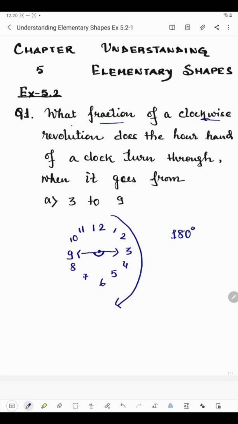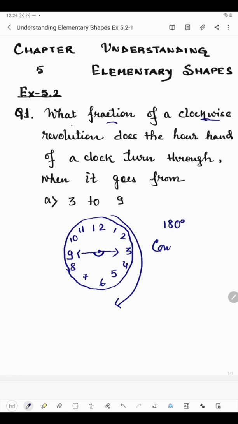Now what do we mean by fraction? Fraction means a part of a whole. Here the whole is 360 degrees, because we know that a complete revolution is 360 degrees. Now how to write it as a fraction? We always write the total in the denominator.